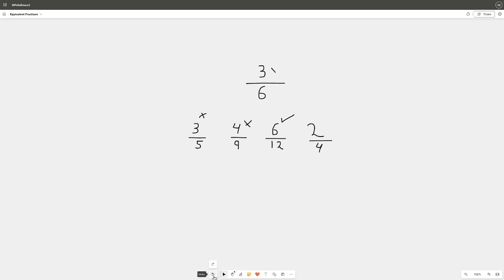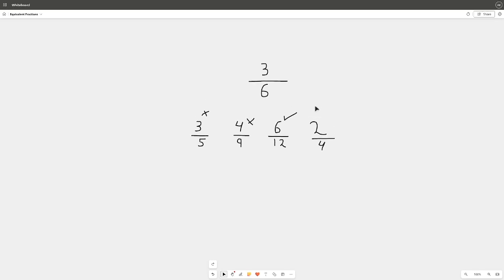All right. And now on to the last one. Now this last one here, what is going on here? Again, pause the video and see if you can figure out if this is an equivalent fraction, the 2 over 4. And if you answered yes, you got it right because this is an equivalent fraction. 3 is half of 6, 2 is half of 4, right? So automatically, it would be equivalent.